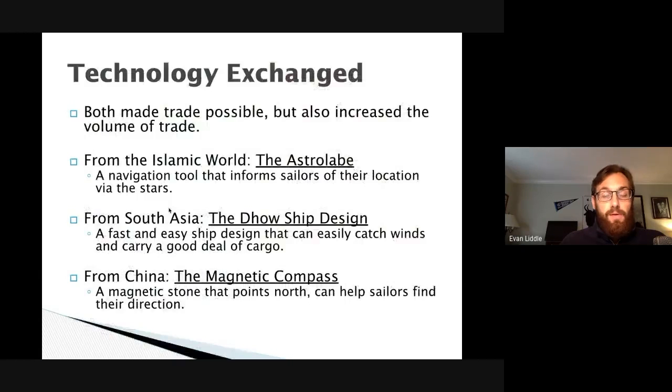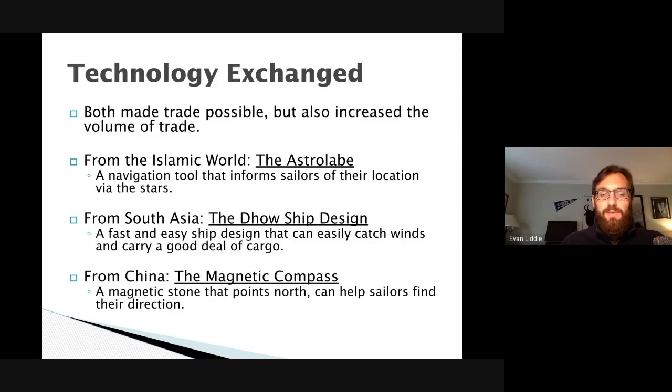So, however, not only goods were exchanged. As we've noted, in the Islamic world, as well as in the Indian Ocean trade system, we have a great deal of technological exchange. From the Islamic world, we see the introduction of several navigational tools, including most famously the astrolabe, which is a sort of GPS locator that tells you where you are via the stars. From South Asia, we have another ship design called the dhow ship, which is a fast and easy to sail ship. It uses a lateen sail and can carry a good deal of cargo.